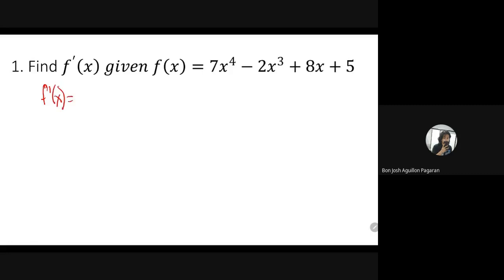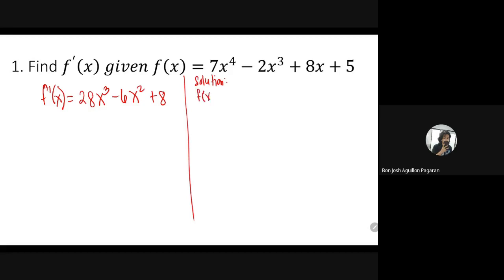Ano po, sir? 28x raised to 3 minus 6x squared plus 8. That is correct. Okay, pakita natin ang solution o hindi na kailangan? Please be honest. Hindi na kailangan? Pakita po. Sige. This is the solution.